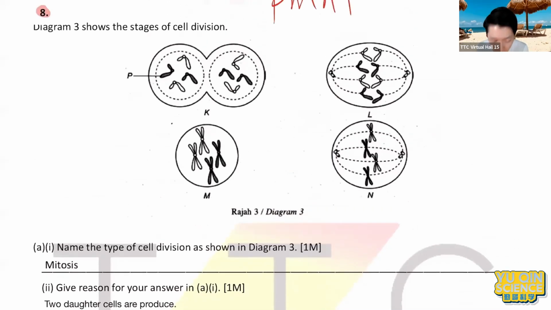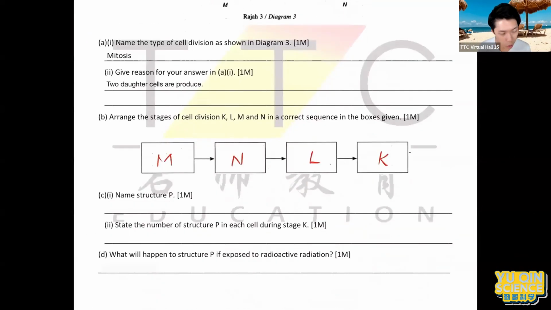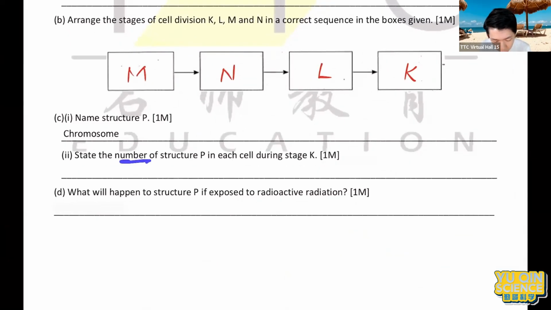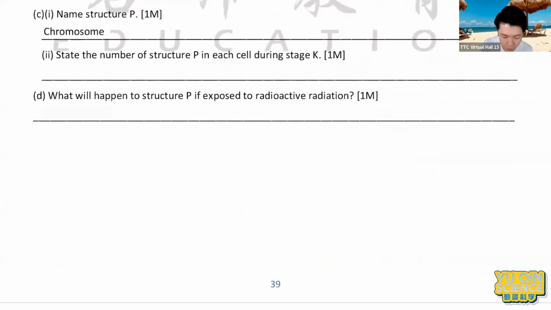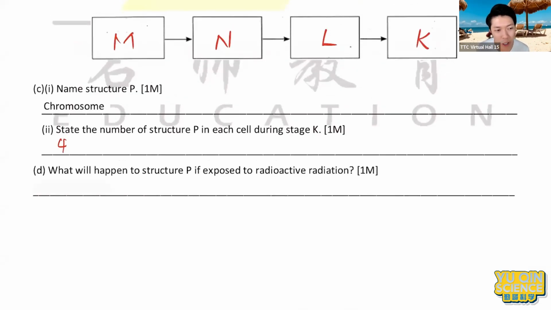Name structure P. What is all this thread-like thing inside, which looks like thread before the cell division? This is called the chromosome. Super easy. State the number of structure P in K. Let's focus on K. How many of them in each? 1, 2, 3, 4. Each of them has 4. Easy cheesy. Okay, what will happen to structure P if exposed to radioactive radiation?